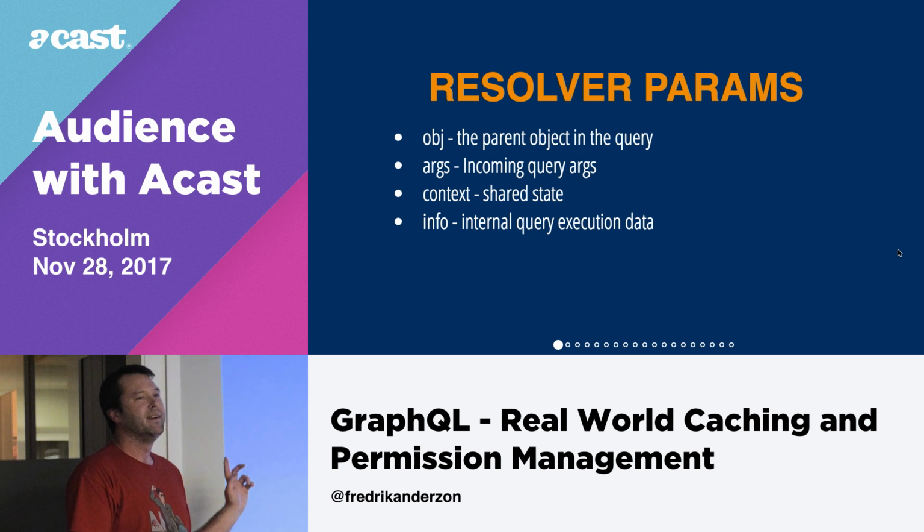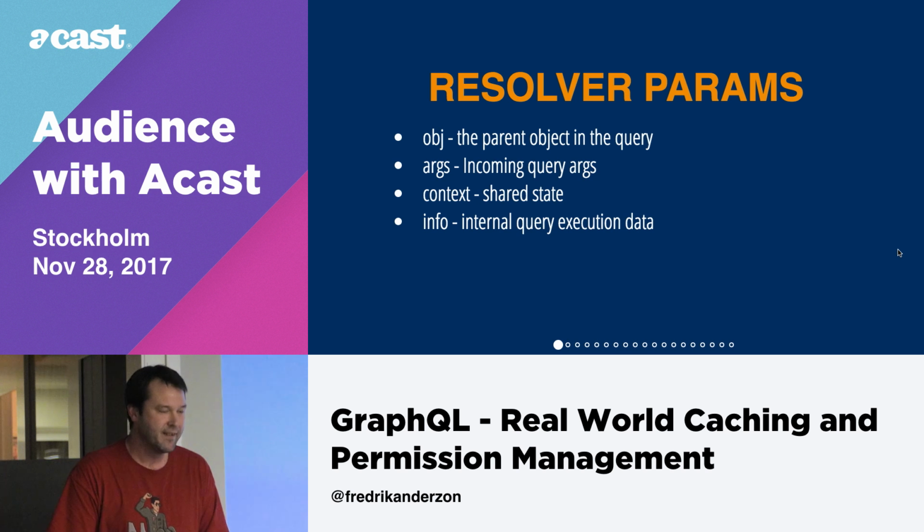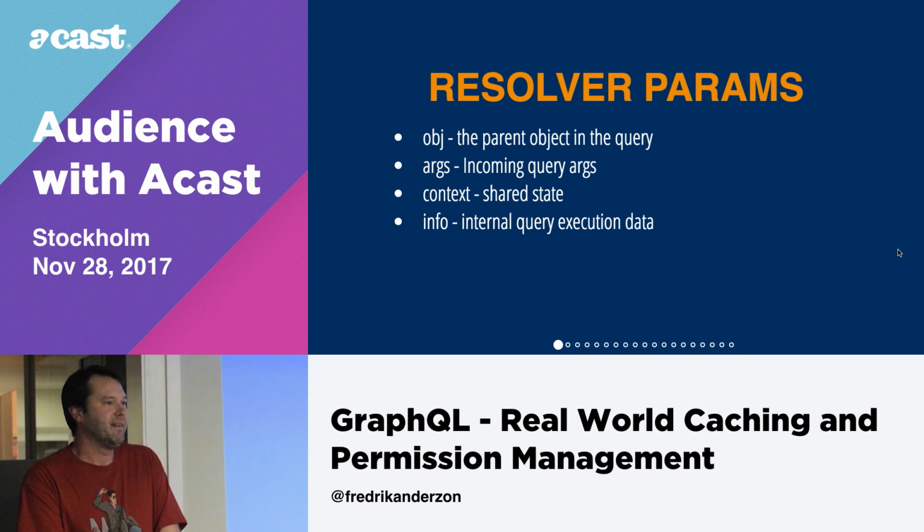And then we have info, which used to be called fields, but they changed that too. And that's basically the internal query execution data. It's like everything that GraphQL knows about where we are in the current query. Usually we're not going to want anything from there, but I have one example where I actually go into that object, because that is where the cache control that I add is going to be fetched from.